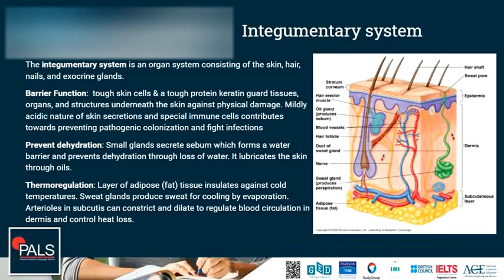The integumentary system is an organ system that consists of the skin, hair, nails, and exocrine glands. And the main functions of the integumentary system are obviously a barrier function. We have a tough skin that contains not only cells but as well a tough protein which is called keratin that guards tissues beneath. Keratin is as well found in our hair and in our fingernails.